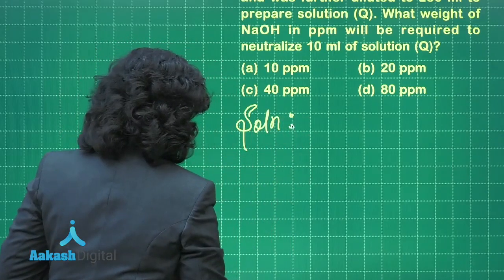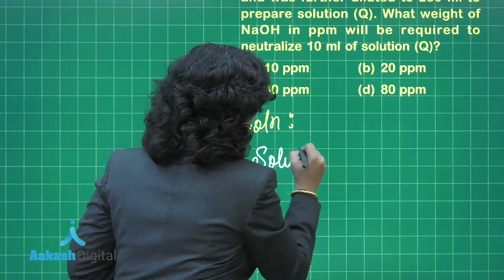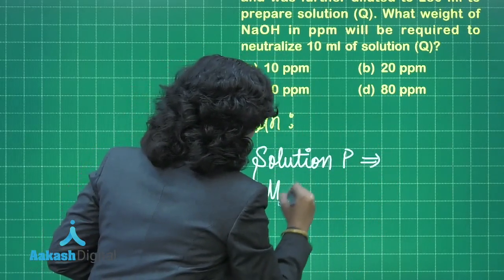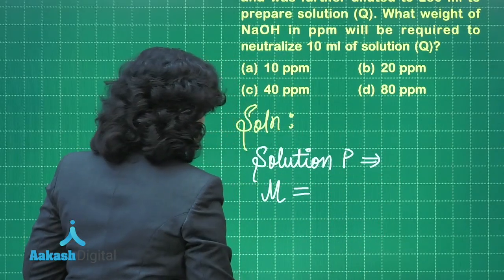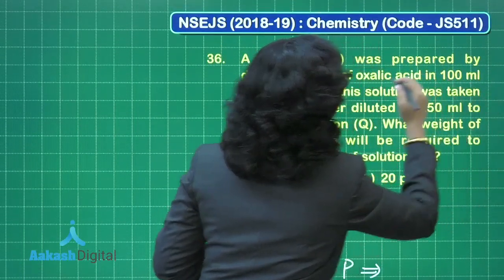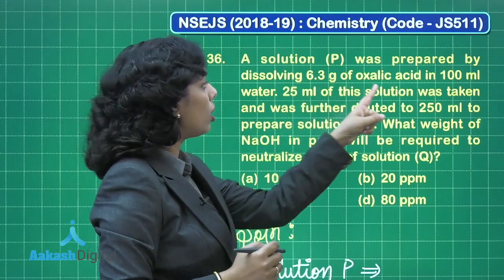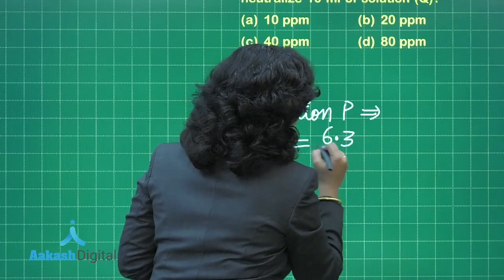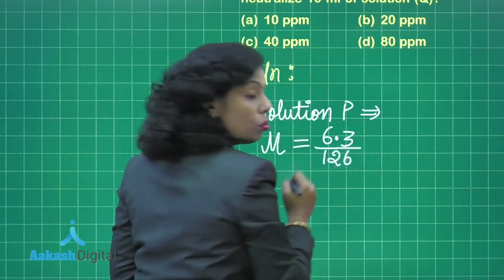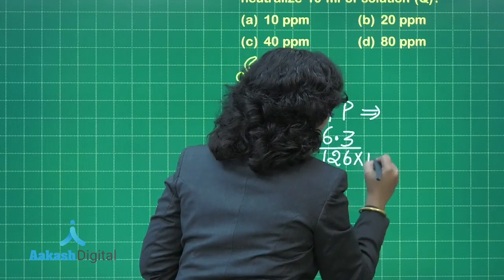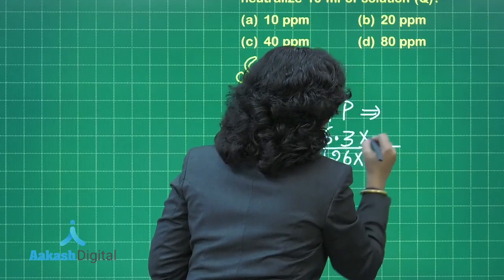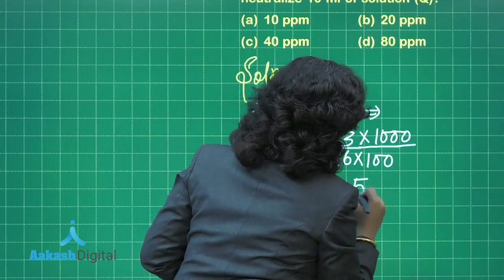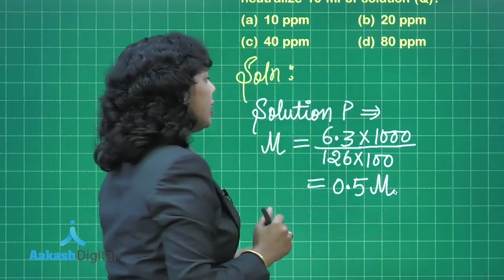We're just going to solve this question, and the first thing we have here is solution P, and we find its molarity. In this case, we just have to check the amount of oxalic acid, that is 6.3 gram, and it is dissolved in 100 ml of water. So, the molarity would be 6.3 divided by the molar mass of oxalic acid, which gives moles, divided by the volume, that is 100 ml, changed to liters, and finally this is 0.5 M. This is the molarity of solution P.